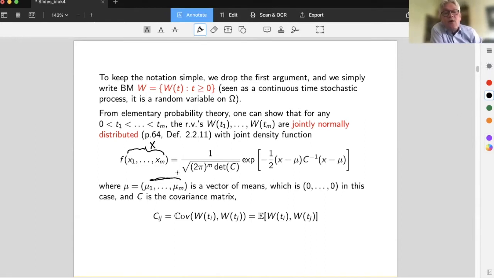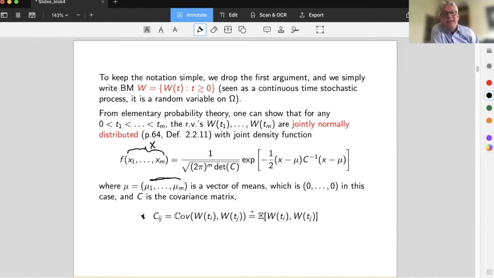And in the case of standard Brownian motion, the vector of means is actually 0, right? So these W's have as mean 0. And C, capital C here and here, that is actually the covariance matrix. And the covariance matrix, we have defined the covariance 2 lectures earlier. And each element in the covariance matrix, C_ij, that is actually the covariance between W_ti and W_tj.